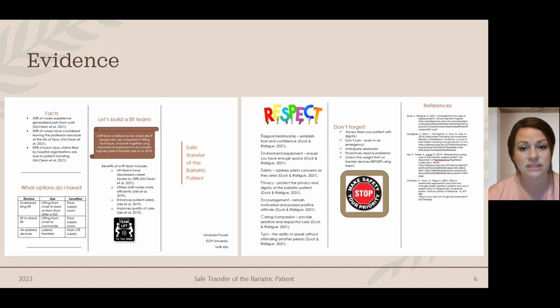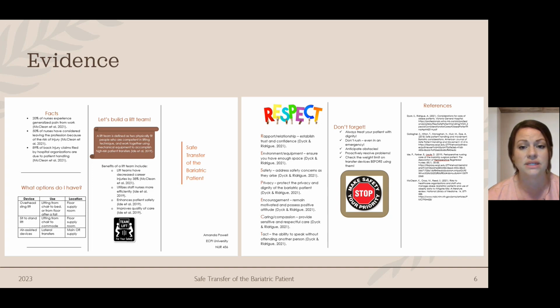The pamphlet also discussed the 3 main types of transfer devices the hospital offers, their uses, and then also where they can be found in the hospital. A major point that I brought to the presentation was the idea of a lift team. So, a lift team is defined as 2 physically fit people who are competent in lifting technique and work together using mechanical equipment to accomplish high risk patient transfers. So, in this instance, it would be the bariatric patient.